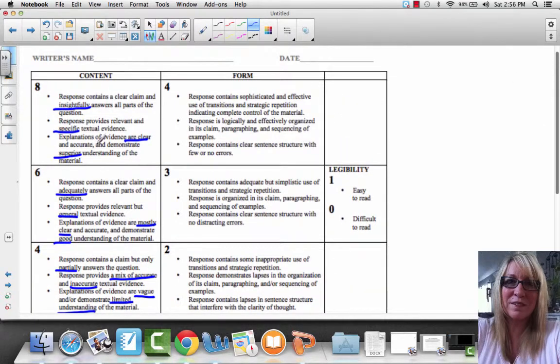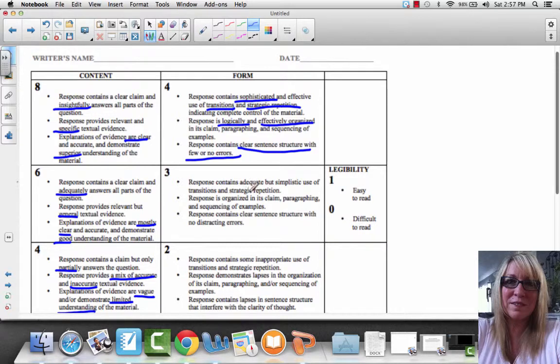Now let's look at form. Response contains sophisticated and effective use of transitions and strategic repetition, indicating complete control of the material. Response is logically and effectively organized in its claim, paragraphing, and sequencing. Response contains clear sentence structure with few or no errors.